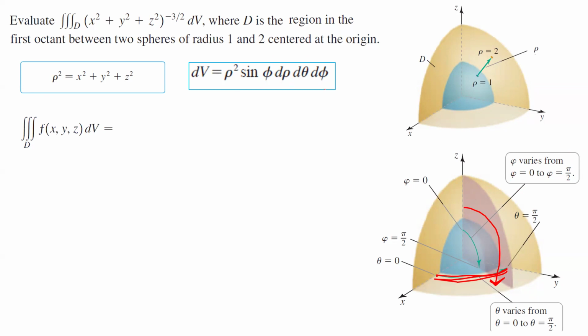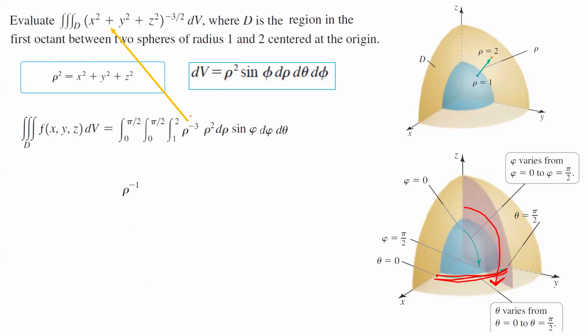Okay, let us begin, everybody. This is the triple integral of f of x, y, and z dV. So here, if you plug in rho squared into the parentheses, rho squared and the power of a half, they get canceled out. You end up with rho to the power negative 3 times rho squared, rho bounded between 1 and 2, then sine phi d phi, phi bounded between 0 and pi over 2, then d theta, theta is bounded between 0 and pi over 2 as well.